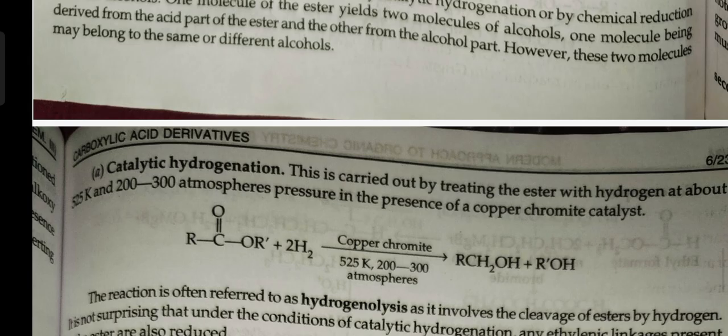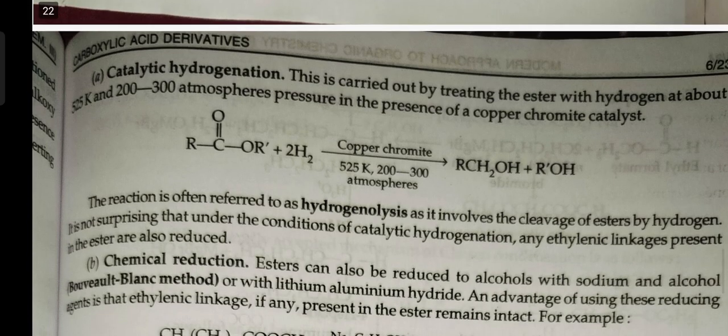Catalytic hydrogenation. This is carried out by treating the ester with hydrogen at around 525 Kelvin and 200 to 300 atmospheric pressure in the presence of a copper chromate catalyst. Ester plus hydrogen in the presence of copper chromate gives ethanol plus another alcohol. The reaction is often referred to as hydrogenolysis as it involves the cleavage of the ester by hydrogenation.